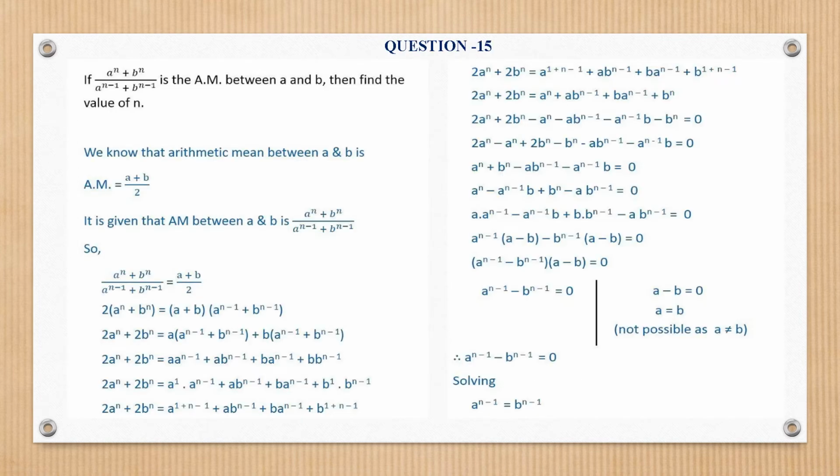Now this is a very important question, question number 15. It says that if (a^n + b^n) / (a^(n-1) + b^(n-1)) is the arithmetic mean between the numbers a and b. Okay, this is the arithmetic mean between these two numbers. And you also know what the arithmetic mean between two numbers a and b is? It is their average, that is (a + b)/2. Then find the value of n.